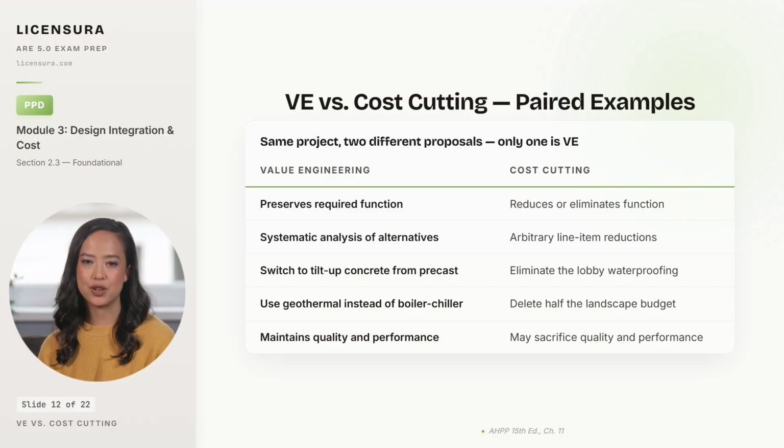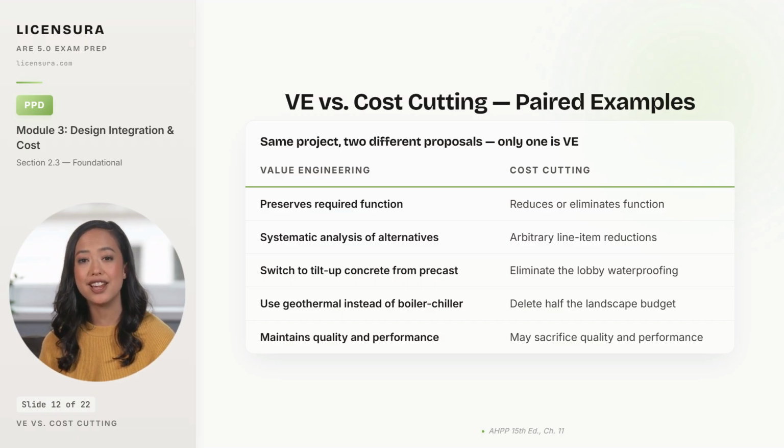Switching to tilt-up concrete from precast is VE if the structural function is preserved. Eliminating the lobby waterproofing membrane to save money is cost-cutting because the function of keeping water out is gone, and the owner will be sued by tenants when the slab fails. Using geothermal instead of a boiler chiller is VE if the HVAC function is preserved at lower lifecycle cost. Deleting half the landscape budget is cost-cutting because the function of stormwater management and site cooling is reduced.